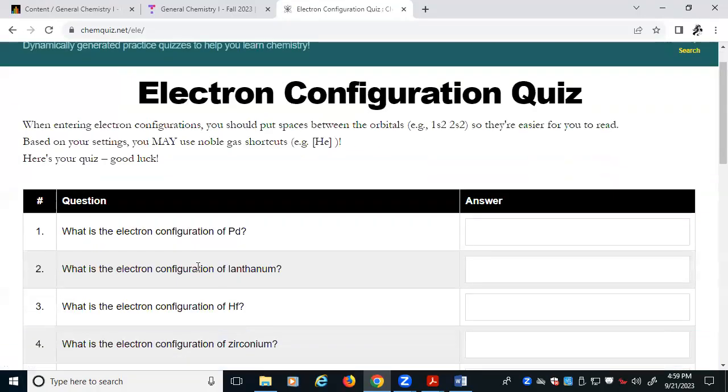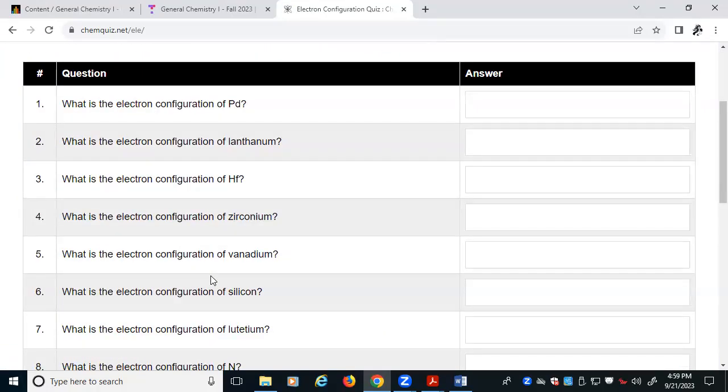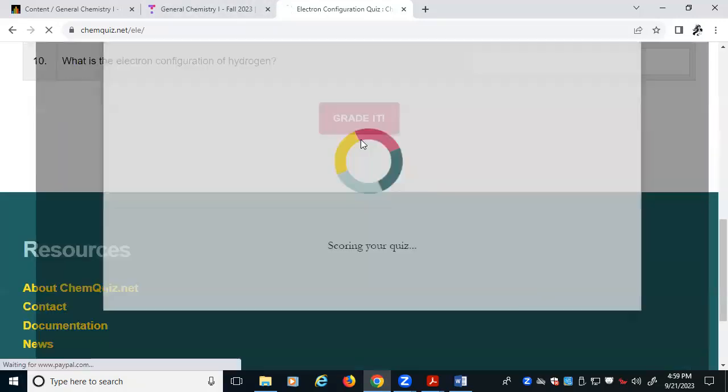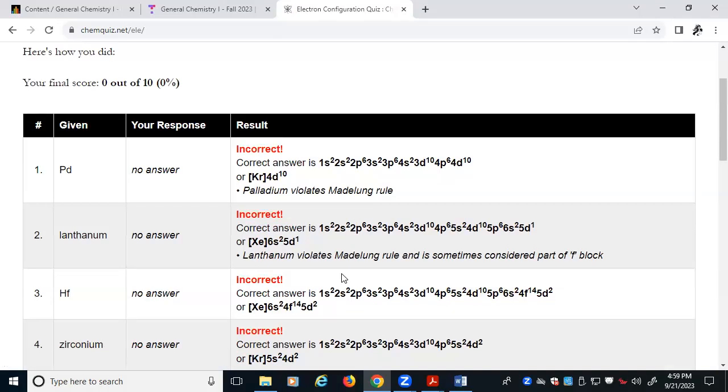And just write it out. Put in your answers, hit grade it, and it'll tell you what the correct answer is. It'll give you both the noble gas and the complete configuration, and it'll tell you in some cases, so like, you don't have to worry about lanthanum being something you'll see. I already told you anything in the F block is off limits.